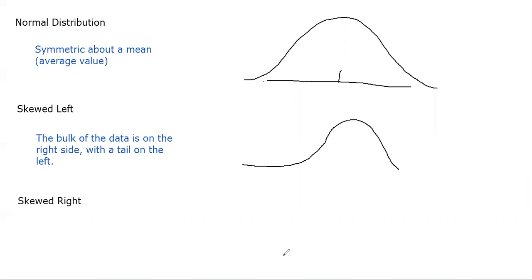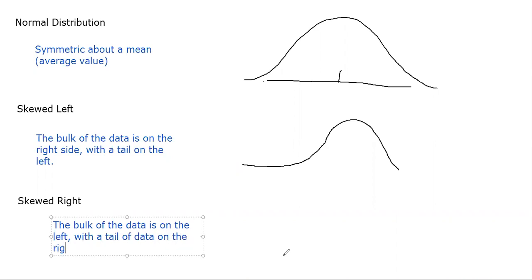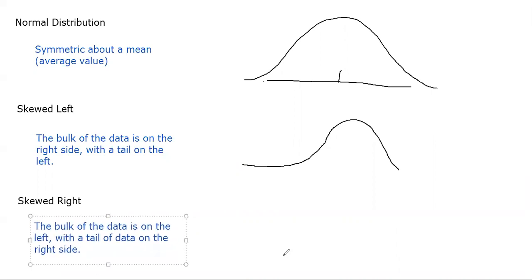And then if I wanted to talk about skewed right, the bulk of the data is on the left with a tail of data on the right side. So opposite of what we were doing for the skewed left, I would have the bulk of the data over here on the left, and then that tail is going to come out to the right, making those averages a little bit different. So if we were to create some charts off of our data, we could then see those differences between a normal distribution, a skewed left distribution, and a skewed right distribution.